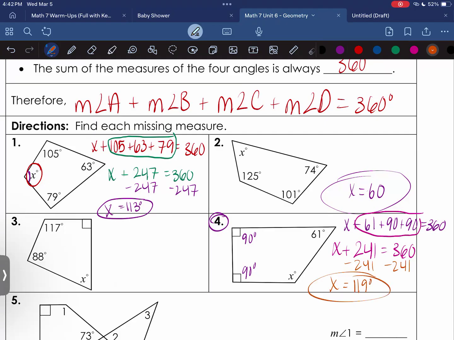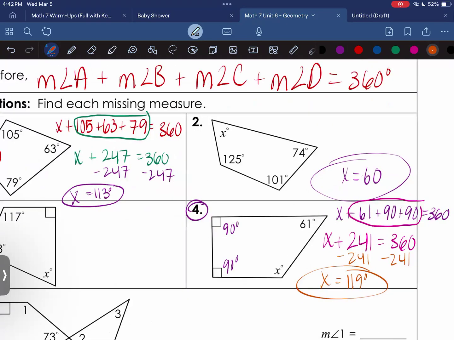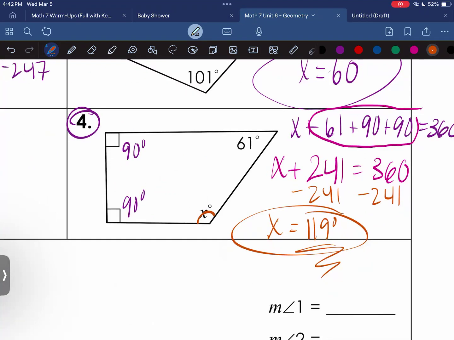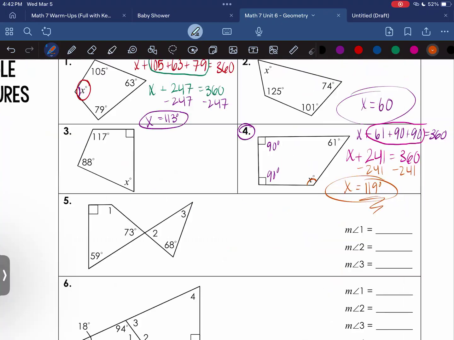Again, I would check to make sure that x is an obtuse angle since I got a number right here that is larger than 90. And yes, x is clearly obtuse. Okay, now let's go ahead and move on to number 5. We're going to be using our knowledge from triangles and our knowledge from angles and quadrilaterals, putting it all together to solve for all of these missing angles.